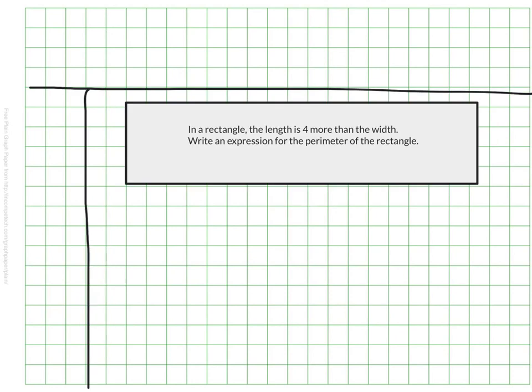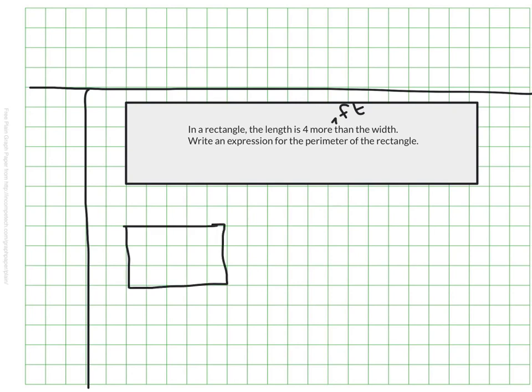In our next example, we have a rectangle, and I have written here that the length is 4 more inches, feet, whatever it is, than the width. Let's just go with feet. So we have to write an expression for the perimeter of the entire rectangle. We can write this as an expression, that's going to be totally fine, but I'm going to draw a picture first.